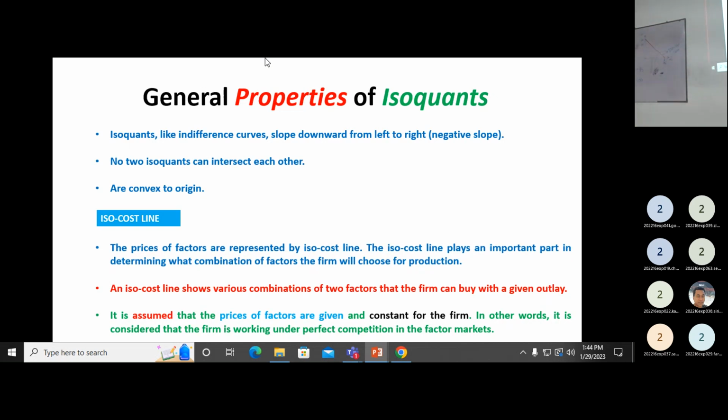More importantly, we assume that the prices of the factors are given and constant for the firm and will not change. If they change, what will happen? If the price of labor changes, this curve may shift to this side or this side. If the price of capital changes, this curve could start from here or here. Sometimes the prices of both factors, or one factor, could change. In other words, the firm is considered to be working under perfect competition in the factor market, the perfect market out of all markets. So this is what the iso cost line says: it represents all the factor combinations that a producer could purchase with a given amount of outlay.